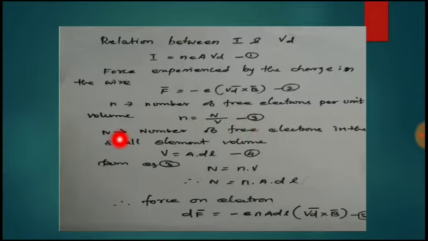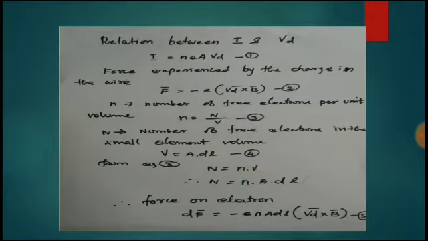Now if capital N is the number of free electrons in the small element length, therefore for the entire volume I am taking area into dl. The volume of the conductor V is equal to A into dl. So from the third equation, N is equal to n into V. I am substituting the volume here: volume is equal to A into dl, so this is that N.